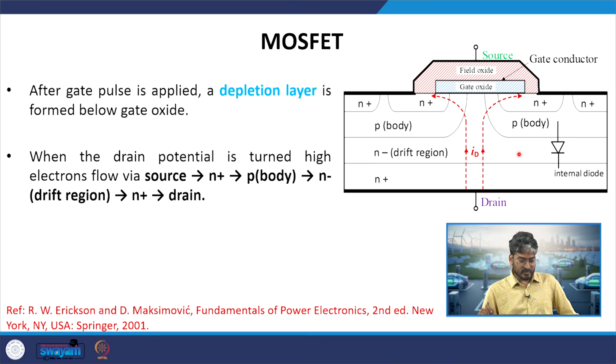So the conclusion from the MOSFET discussion: MOSFETs turn on when the gate signal is present and they turn off when the gate signal is missing. Popularly we use the enhancement type. So when the gate signal is provided, it will turn on.